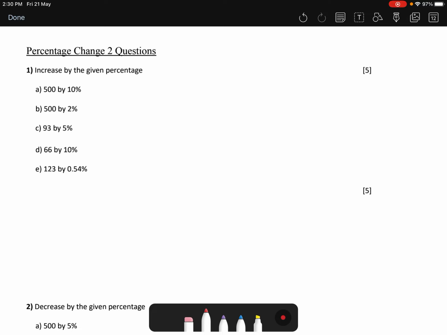Increase by the given percentage, okay, so what is the increase? My question 1A, 500, I increase by 10%. So original is 500, so I increase by 10%, right? There are two methods you can do. The first method is the easier method, but it's a longer method. You multiply 500 by 10 over 100 first. Of course you should get about 50.